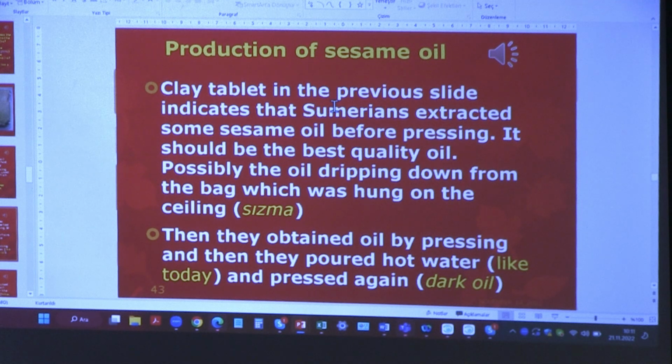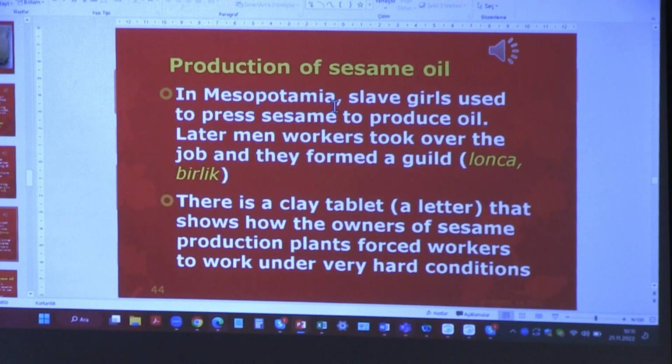So when they obtained it after pressing, still some oil is left in the sesame seeds. Then they added hot water to remove almost all of it. But of course, since they didn't know how to use organic solvents, they didn't have those solvents. So some sesame oil was left in the sesame seeds even after hot water.